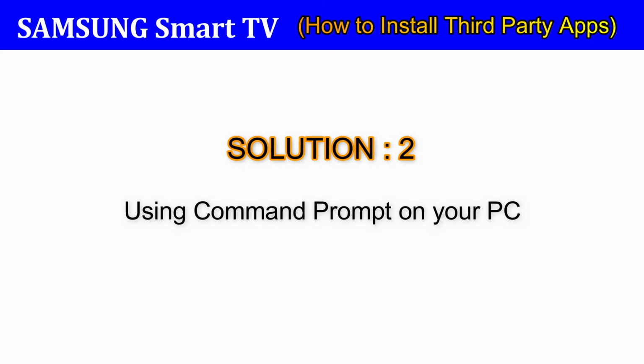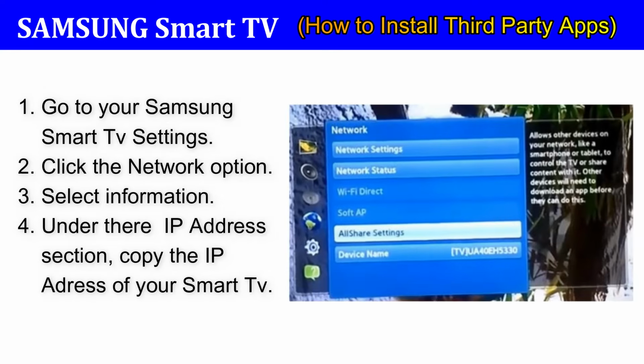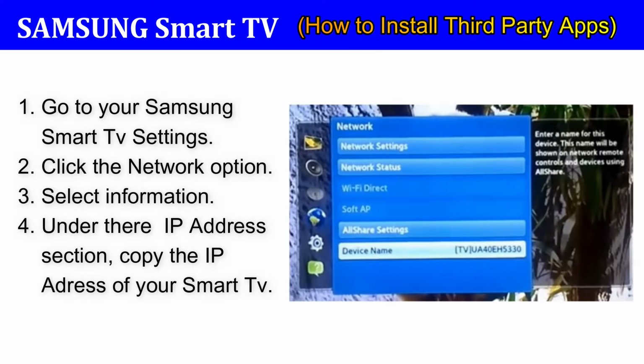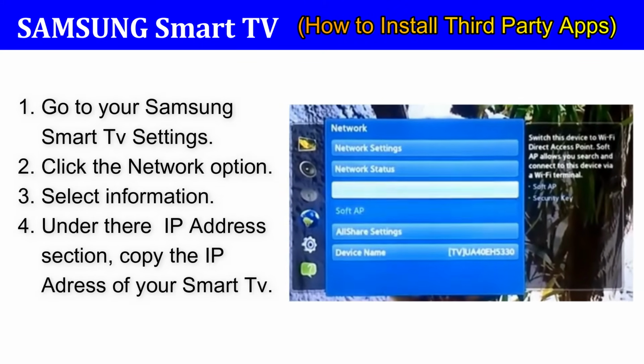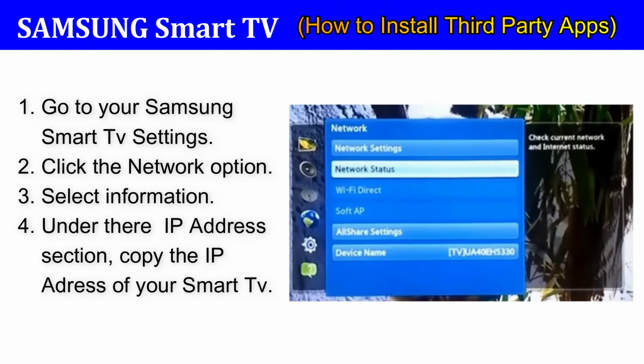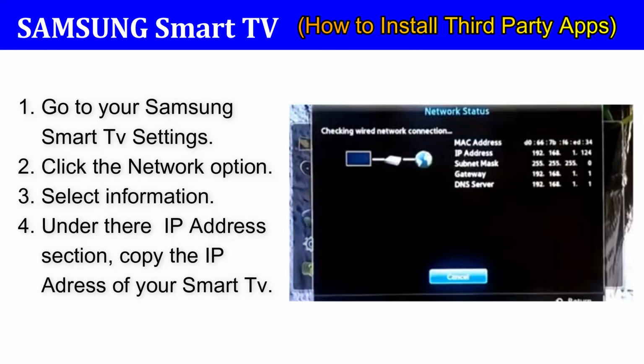Solution number 2, viewers, is using command prompt on your PC or laptop. Go to your Samsung Smart TV settings. Click the network option. Then select information. Under the IP address section, copy the IP address of your Smart TV.